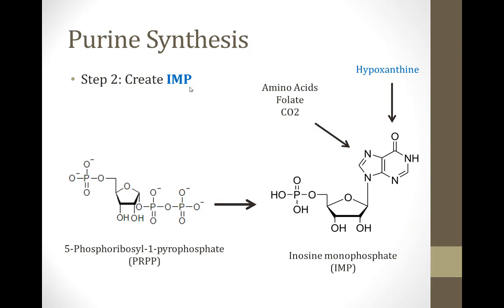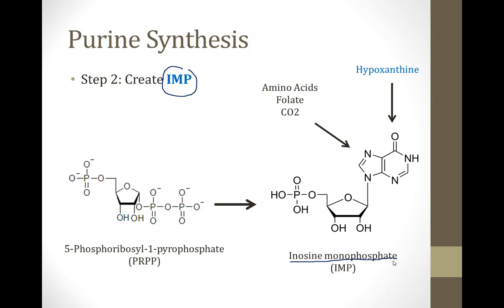Step 2 in purine synthesis is to create a very important molecule called IMP. IMP stands for inosine monophosphate, and this is the chemical structure of IMP on the right side of the screen here. And you may notice that IMP looks very much like a nucleotide, and that's because it is a nucleotide, but it is not a nucleotide that is used in DNA or RNA.